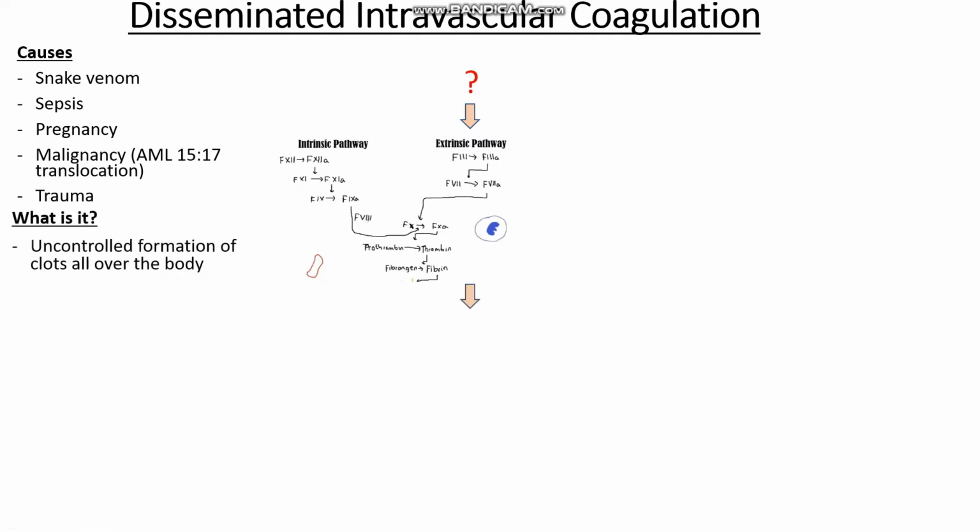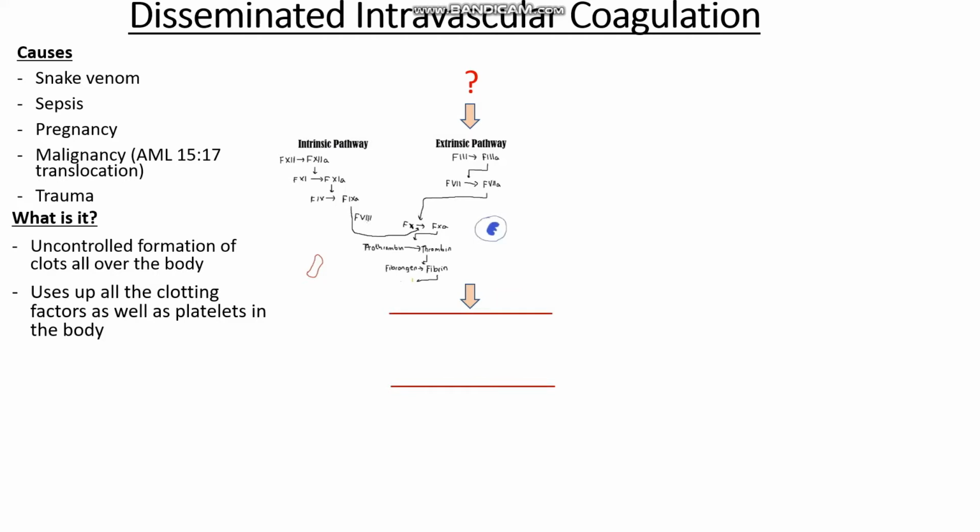So what actually is it? Well, we have uncontrolled formation of clots all over our body due to the inappropriate activation of the clotting cascade. And every time we form a clot, we actually use up those clotting factors. So therefore, we end up using up not only the clotting factors in our body, but also the platelets.